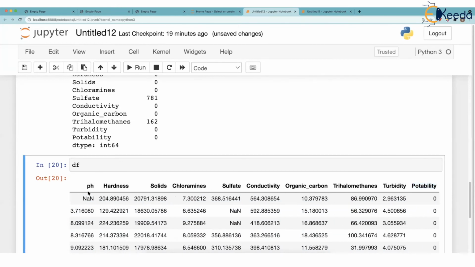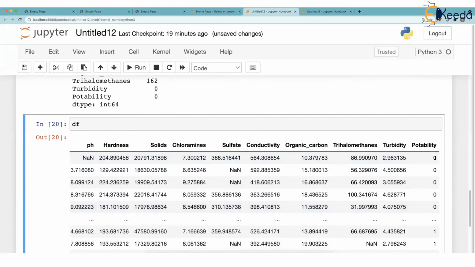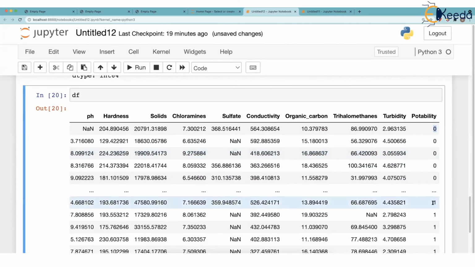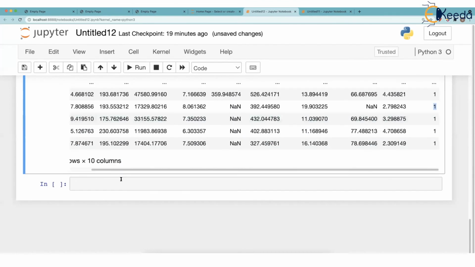Now here is my question. You see, in some rows potability is 0. That means this water is not useful for drinking. In some rows potability is 1. Now what I am curious to know is that if there are so many rows, how many rows are there?